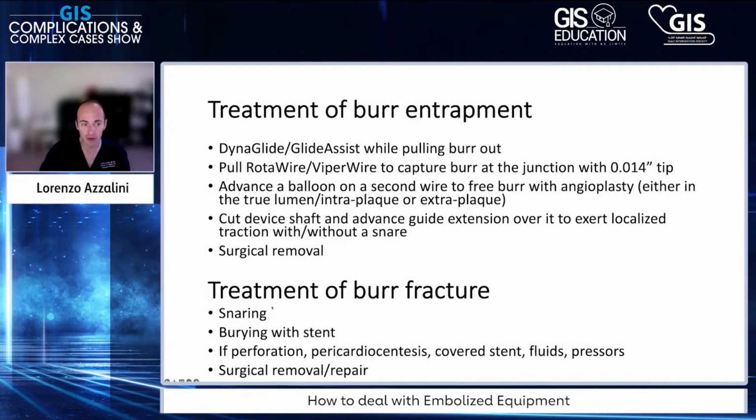In case of burr fracture, we should try to snare it. If it's in an adequate site, we can even try to bury it with a stent. It's been described. But if the burr fractures because it jumps outside the coronary artery and perforates, we should apply the perforation algorithm with pericardiocentesis, covered stent, fluids, or pressure. And surgery can be required in case of devastating perforation, or if the burr cannot be retrieved with other techniques and the patient is unstable.